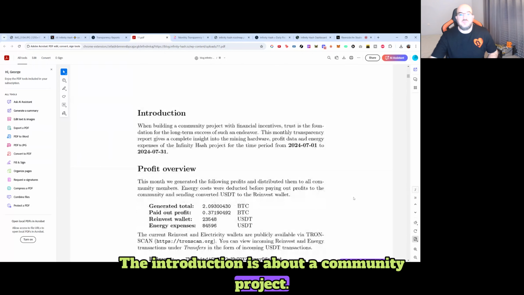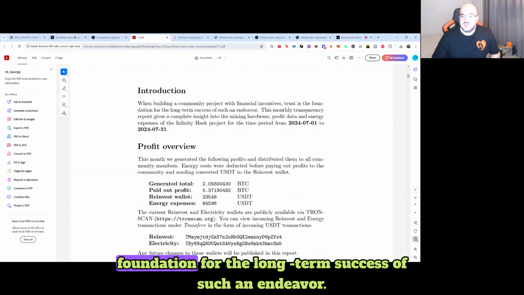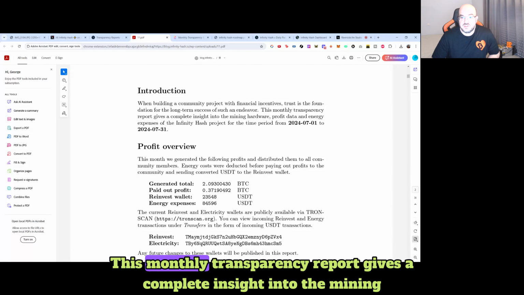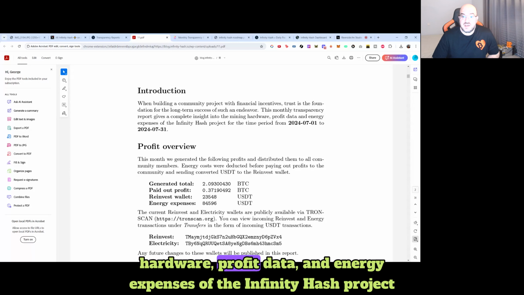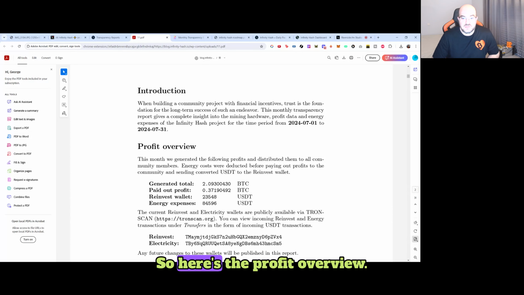The introduction is about a community project. When building a community project with financial incentives, trust is the foundation for the long-term success of such an endeavor. This monthly transparency report gives a complete insight into the mining hardware, profit data, and energy expenses of the Infinity Hash project for the time period of the July month, basically. So here's the profit overview.